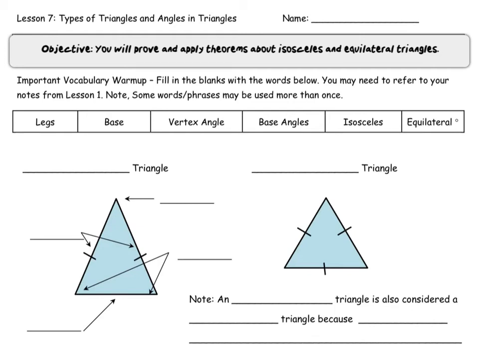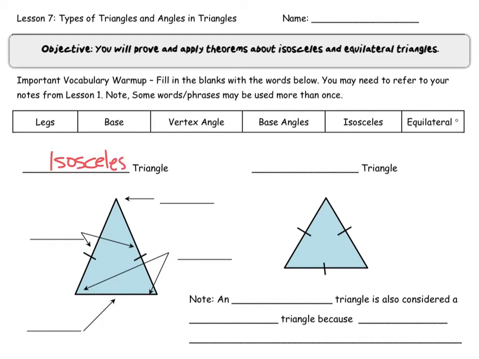In this lesson, we will be proving and applying theorems about the special triangles that are isosceles and equilateral. Before we start proving theorems about these triangles, we need to review some vocabulary. So first of all, an isosceles triangle is a triangle that has at least two congruent sides.